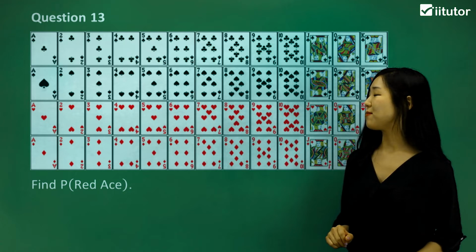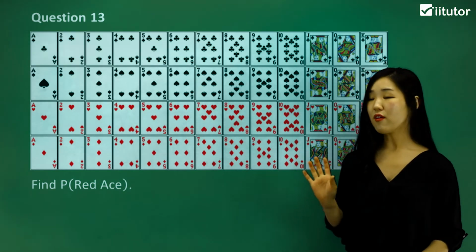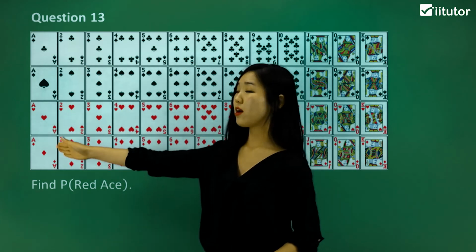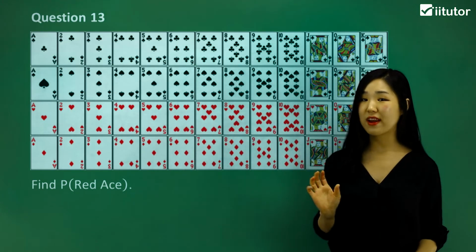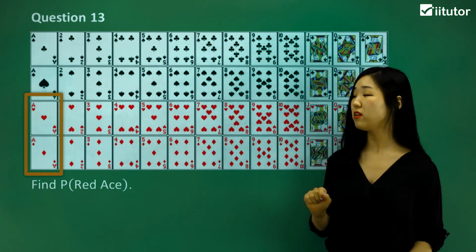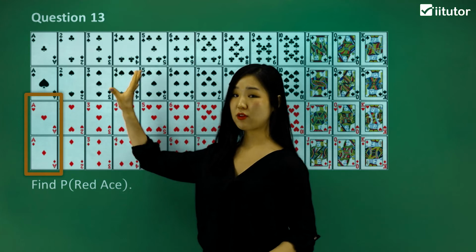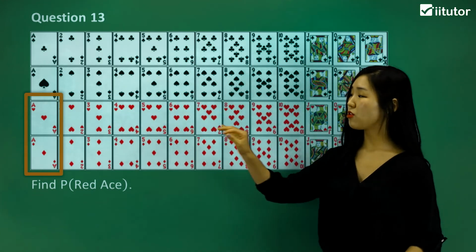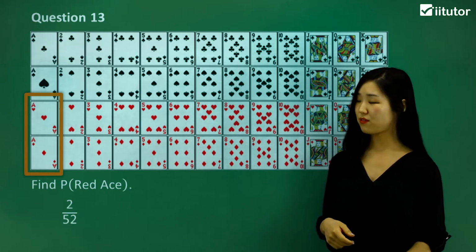Alright, the next one. We want to find the probability of a red ace. Now, aces are the cards with the letter A on them. We want specifically the red aces, so we just want those two. See? These two are red, the other two are black. So make sure you don't include the black ones. We're just looking at the red ones, and you can see that there's clearly 2. So it's 2 out of the 52.